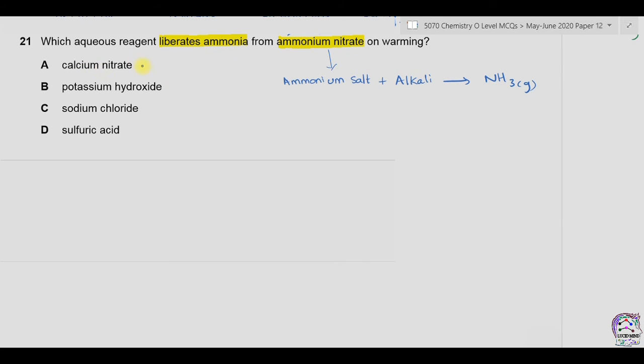A is calcium nitrate, so it is a salt. This is incorrect. B is potassium hydroxide, it is an alkali. C is sodium chloride, again it is a salt, so incorrect. D is sulfuric acid, so an acid is not needed. So the correct option is B.